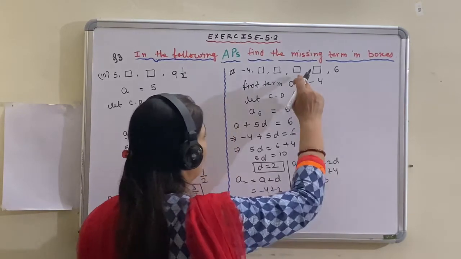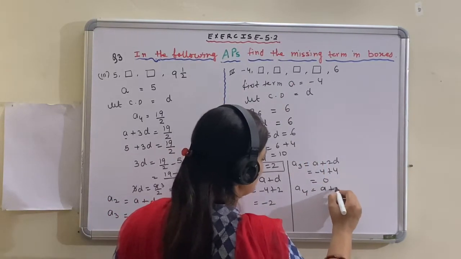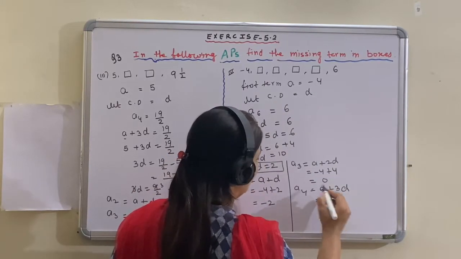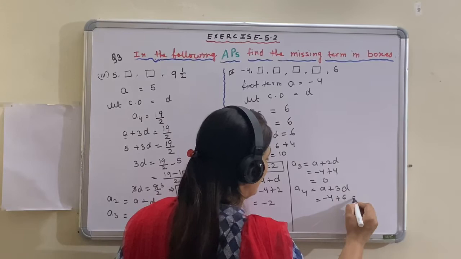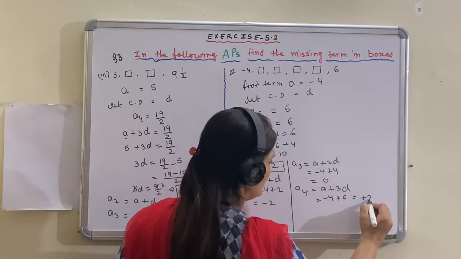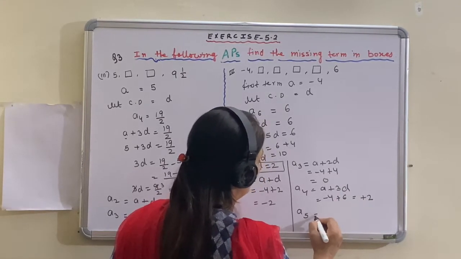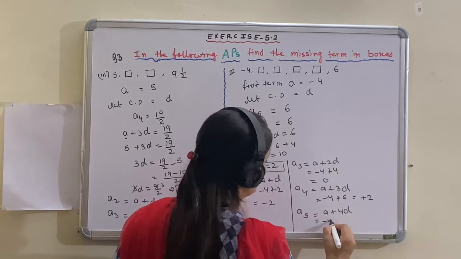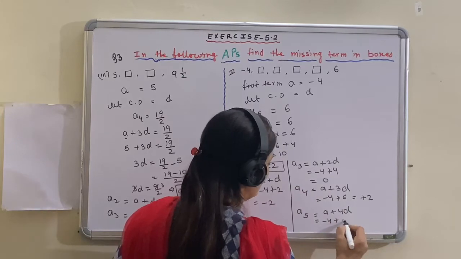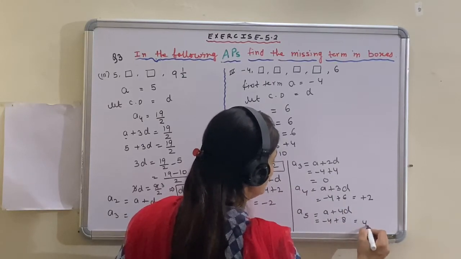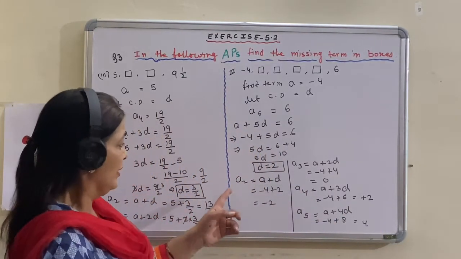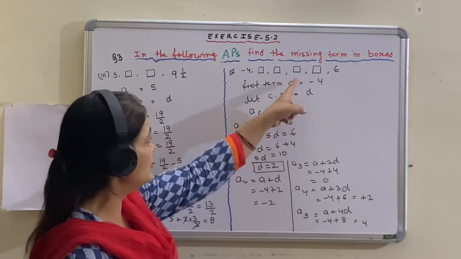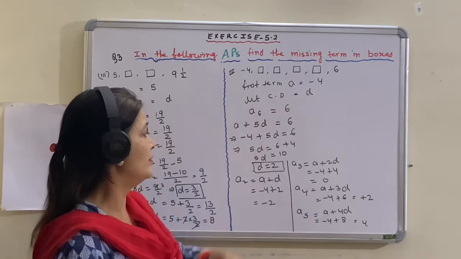What is A4? A4 will be A plus 3D. What is A? A is -4 and D is 2. It will be 6. Then -4 plus 6 will be 2. And what will be the fifth term? Fifth term is A plus 4D. A is -4 and D is 2. It will be 8 and 8 minus 4 is 4. So A2 is -2, A3 is 0, A4 is +2 and A5 is 4.